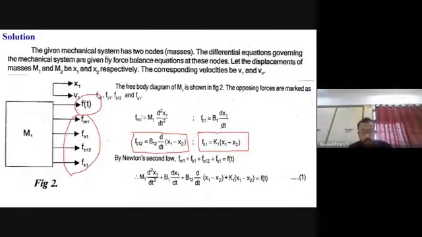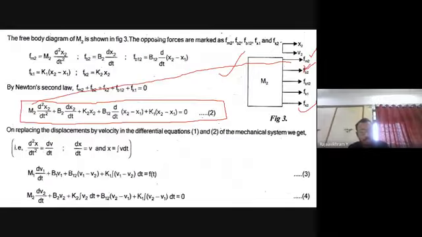So the first one, d square x by dt square. If you take the first equation, d square x by dt square is substituted as dv by dt, which is given as m1 dv1 by dt. Please understand that from this section onwards, we are entering into the electrical system. So you have to substitute the double derivative of the displacement with the velocity concept in the electrical system. Substitute that value and you get equations 3 and 4.